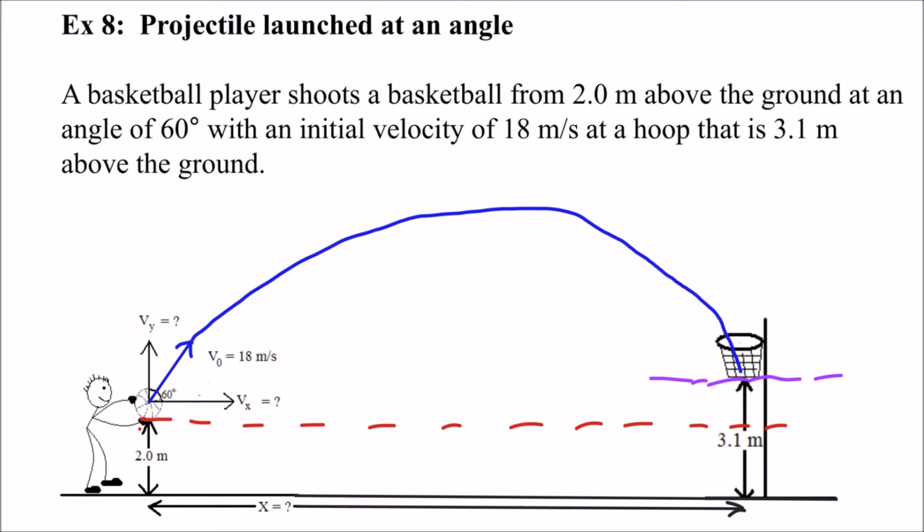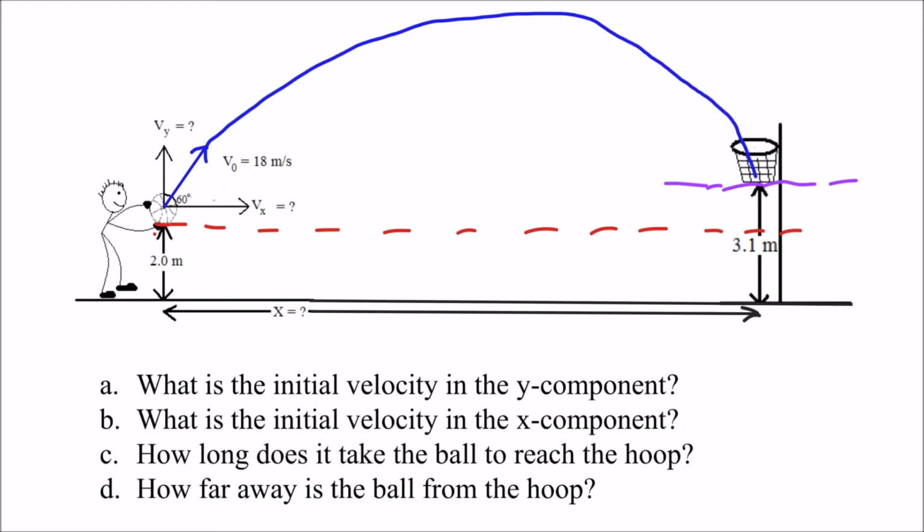All right, let's look at some possible questions they can ask us. For this one, they're asking what's the initial velocity in the y component, what's the initial velocity in the x component, how long does it take the ball to reach the hoop, and how far away is the ball from the hoop. You'll notice that questions C and D are both referencing the hoop, so that means our y list of information is going to be about the end.